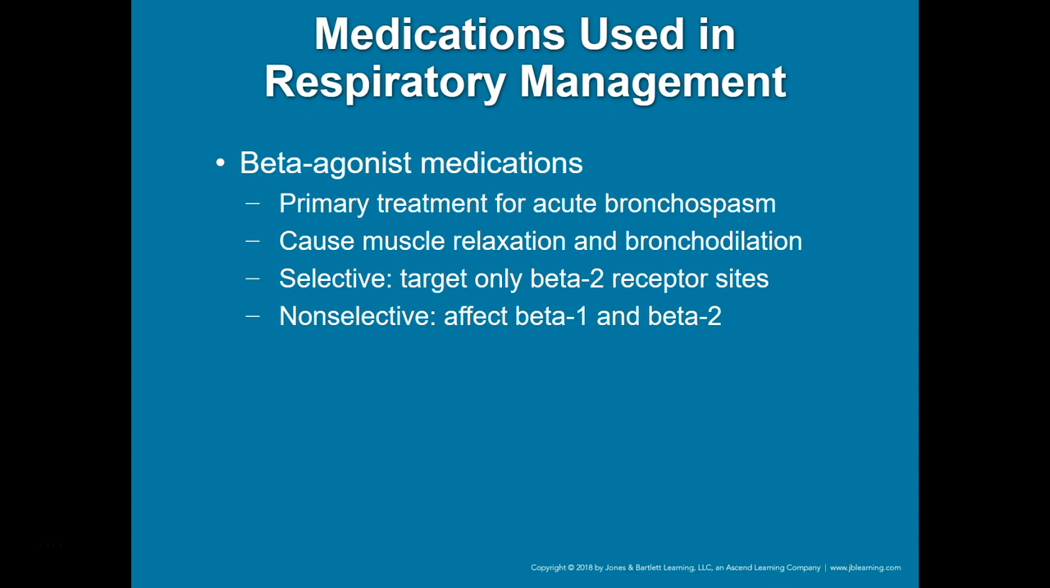Selective, target only the beta-2 receptors. Or there's non-selective that affect the beta-1 and beta-2. Albuterol is a beta-2 agonist. It is not super selective, though, so it does have some beta-1 effects, just not as much. Primarily beta-2 agonist. Levalbuterol, like I mentioned before, is that newer medication that is more selective to only those beta-2 receptor sites. Doesn't really have any effect on beta-1, which is the heart. Only affects beta-2, the lungs.